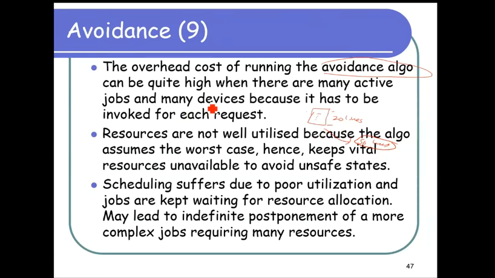There are many active jobs and many devices, because it has to be invoked for each request. Resources are not well utilized because the algorithm assumes the worst case, hence keeps vital resources unavailable to avoid unsafe states.